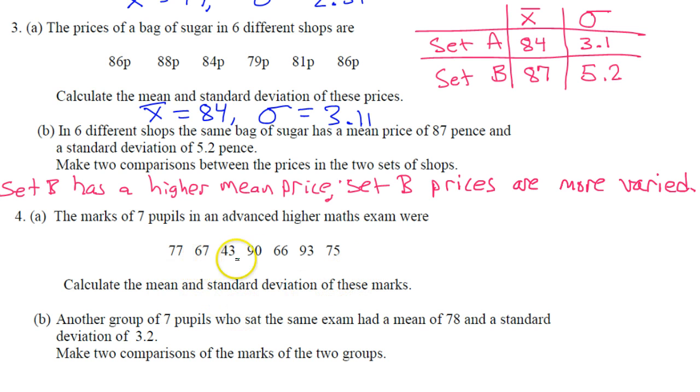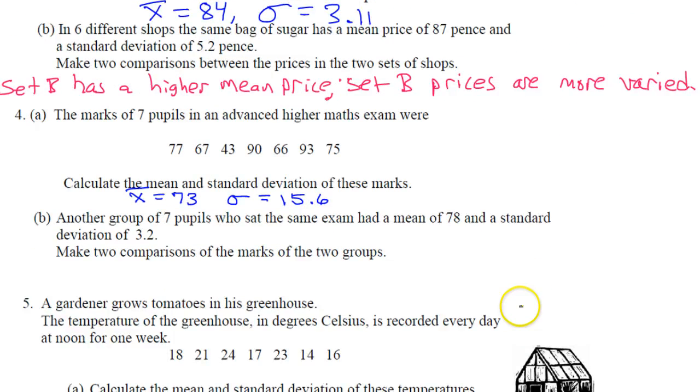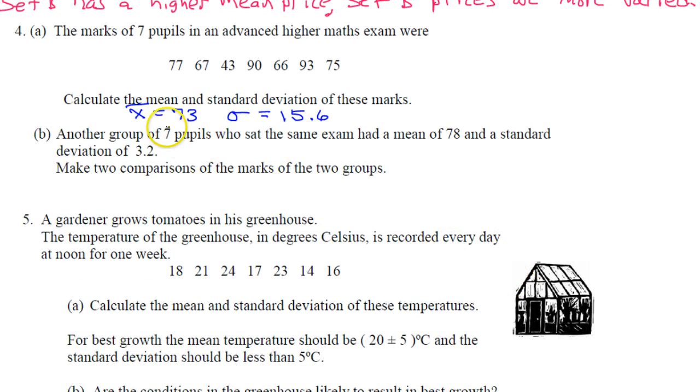All right, I think I'll do this off camera this time because we've done it enough times, but I'm just going to type these into my calculator and use it to get the x bar and the standard deviation. So the mean turned out to be 73 and the standard deviation was 15.6. All right, now, another group of 7 people sat for the same exam, had a mean of 78, and a standard deviation of 3.2. So let's compare.